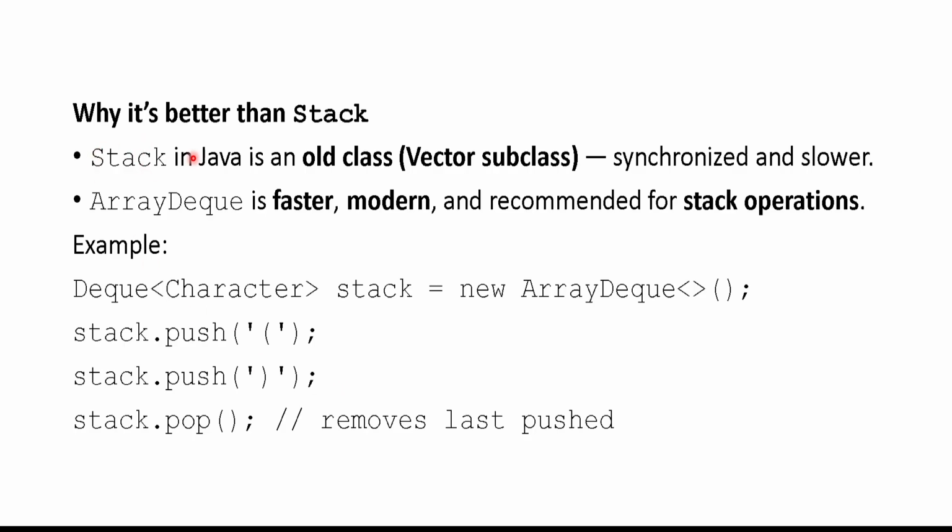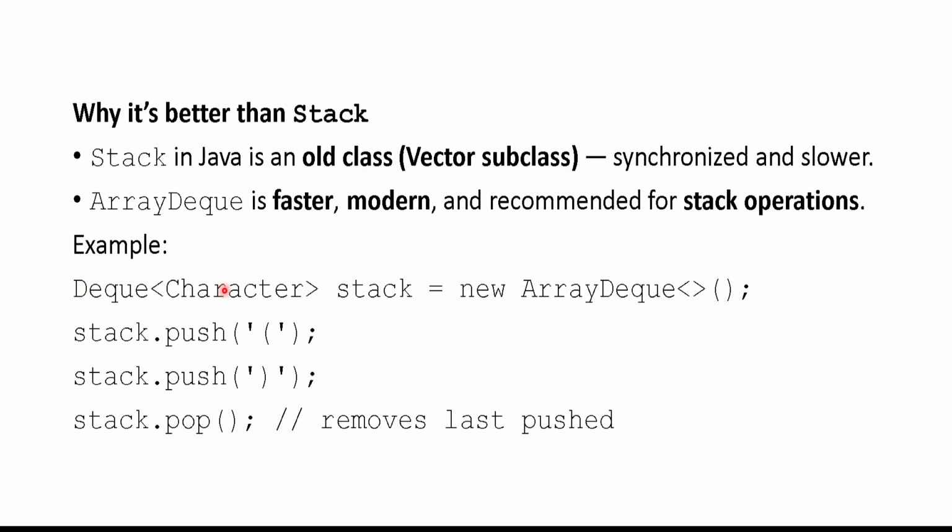So why is it better than Stack? Because Stack in Java is an old class, the legacy class, you can say that. It internally extends the Vector class, so it internally does synchronization. It is slower in nature. When we talk about ArrayDeque, it is faster, modern, and recommended for stack operations.